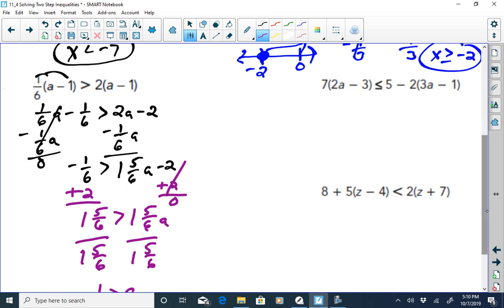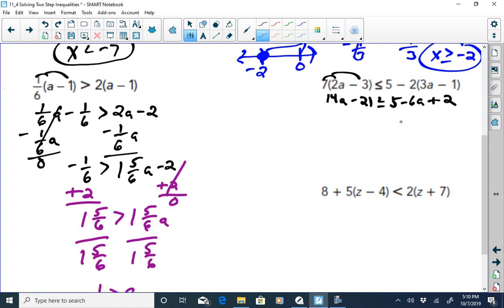Alright, let's try a couple more. I'm going to run out of room and I want to redo the one that we skipped, but let's see if I can squeeze this in here. Try to make it small. Distribute, distribute. So that's going to be 7 times 2, that's 14a. 7 times 3 is 21, less than or equal to 5. Negative 2 times 3a, negative 6a. Negative times negative is positive. 2 times 1 is 2.